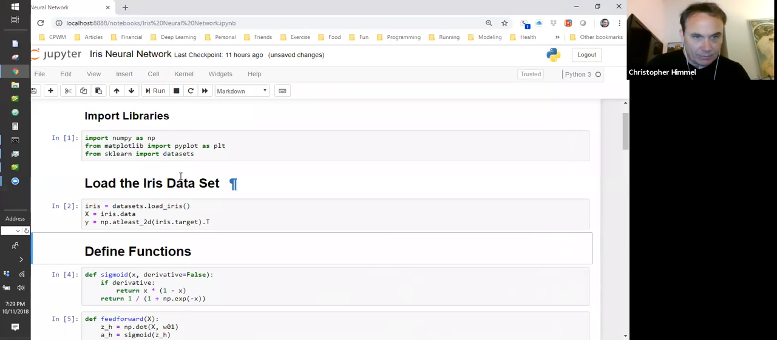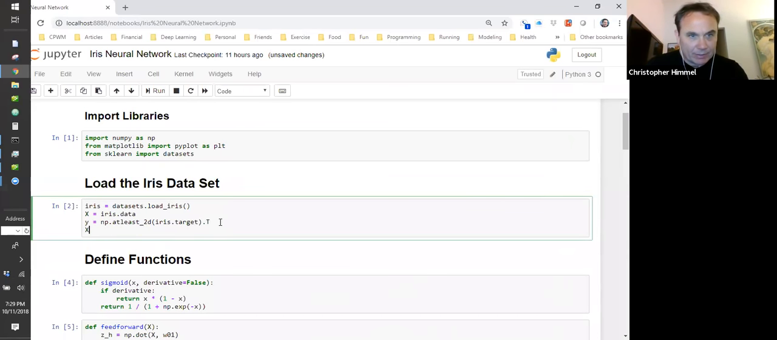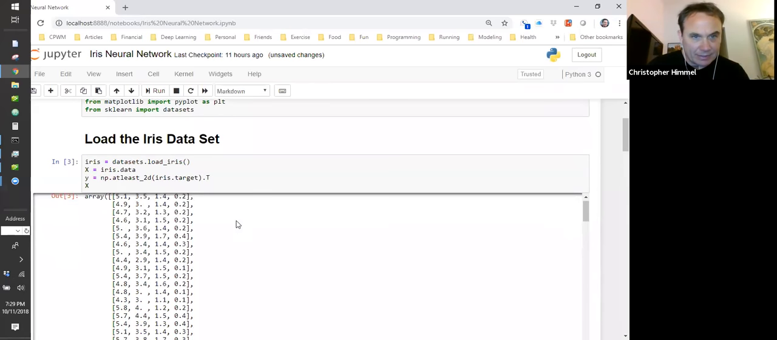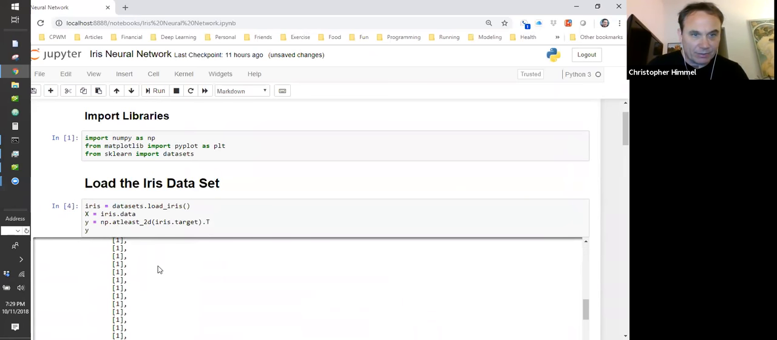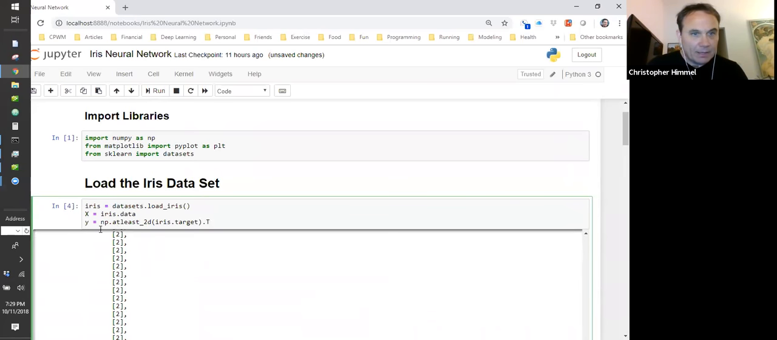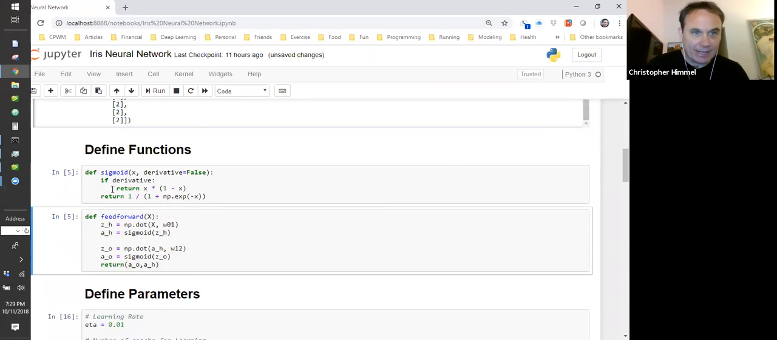Okay, so now we have the data set and I can look at it if I want. So X is this. You guys should all be familiar with this by now. It's 4 inputs. Our Y looks like this. It's either 0, 1, or 2. Exciting. Okay, so everything else is exactly the same.